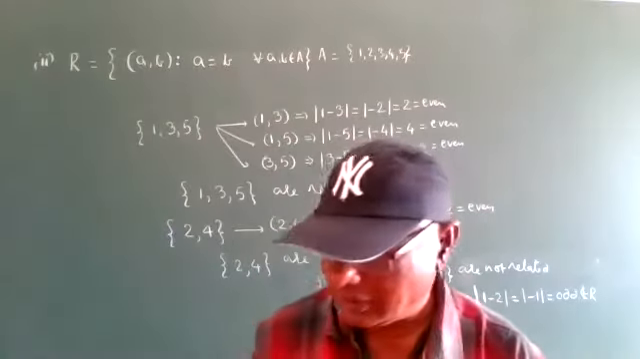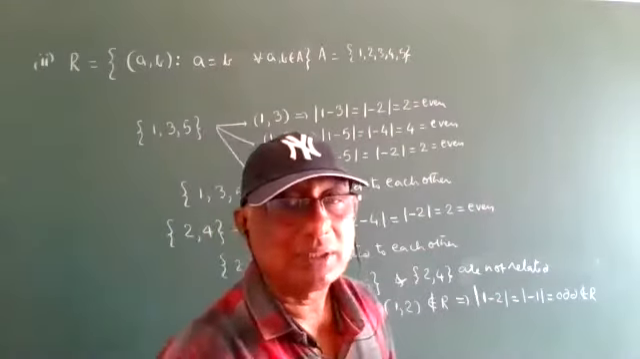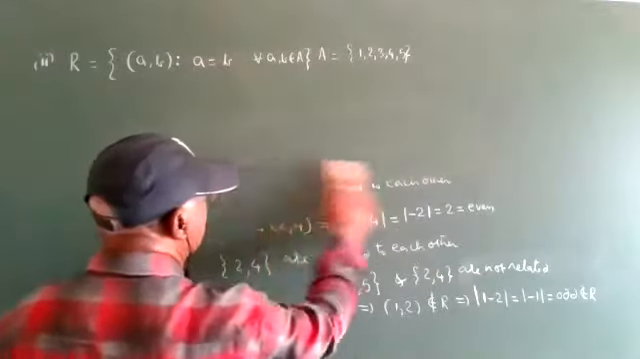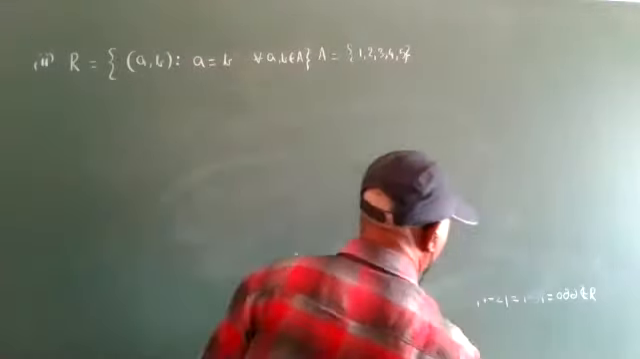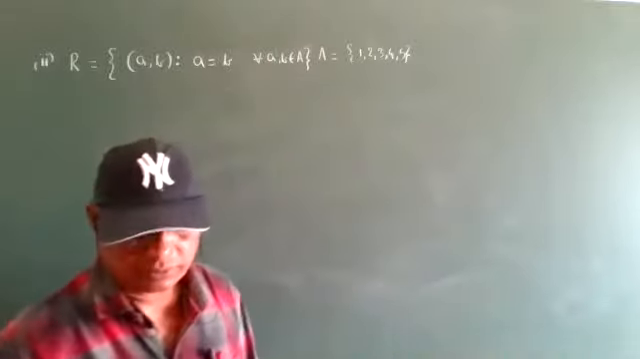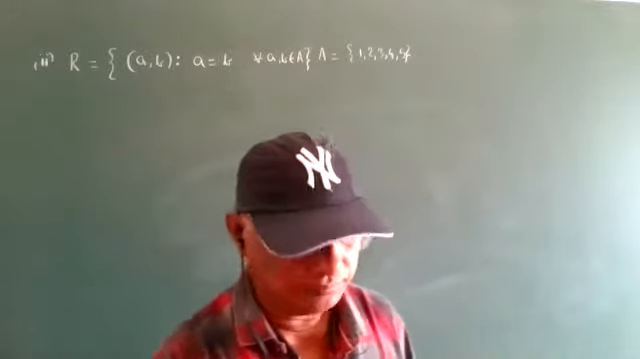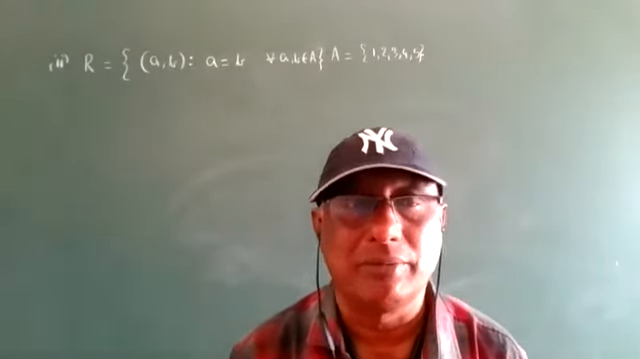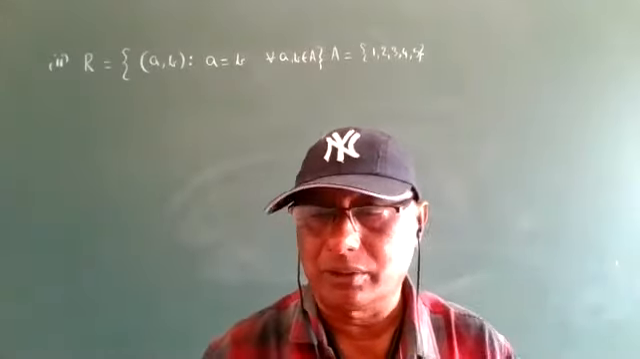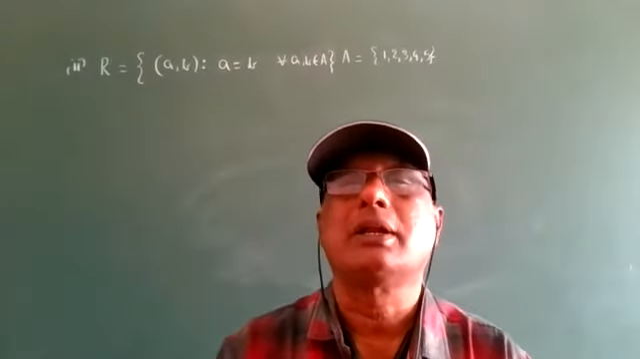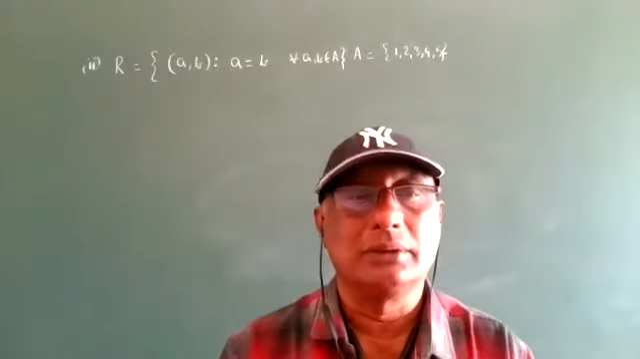So, second bit, work out. Everyone work out fast: reflexive, symmetric, and transitive. We can observe. Everyone observe and work out.